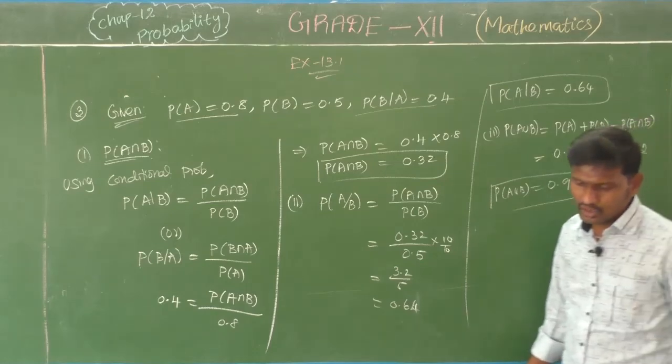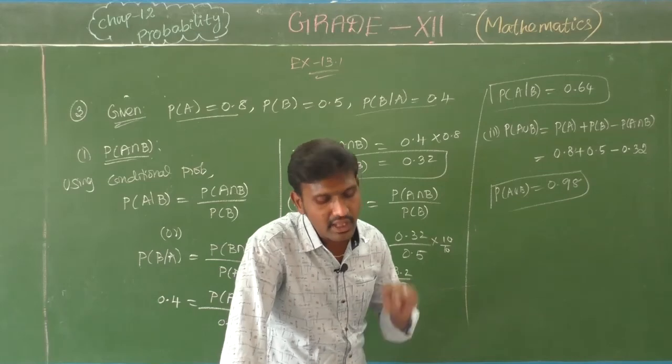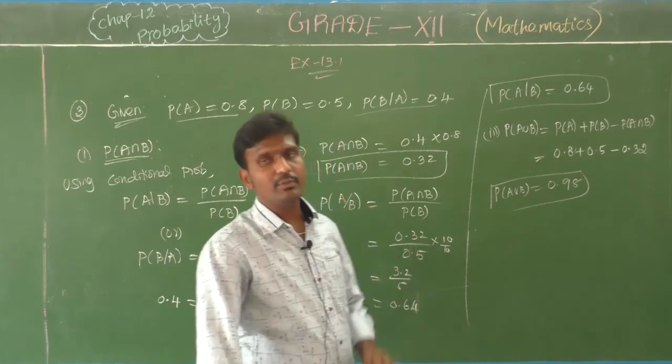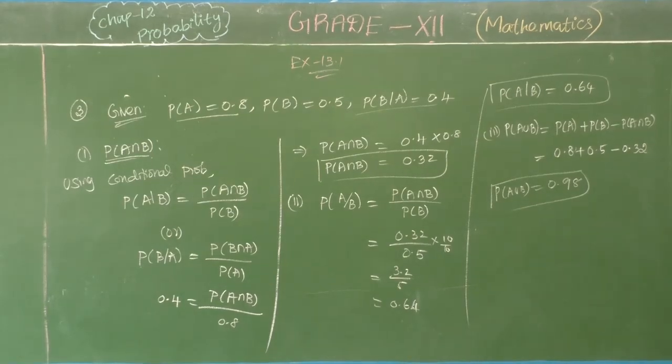Have you got it, children? So the three things only they are asking, no? Find the value of P of A intersection B, P of A by B, P of A union B. That's all. Okay. And the next question we want to go.